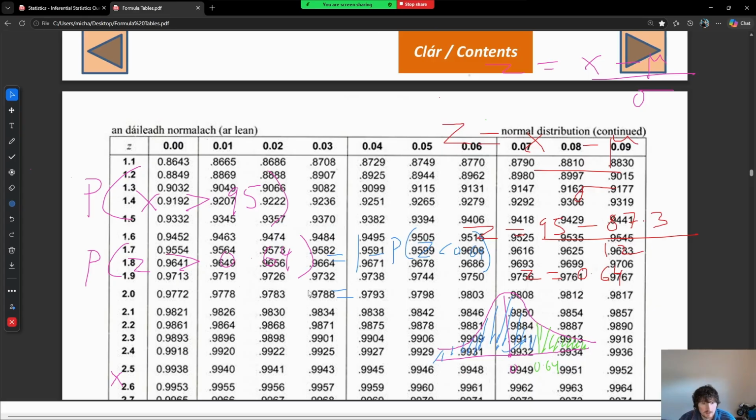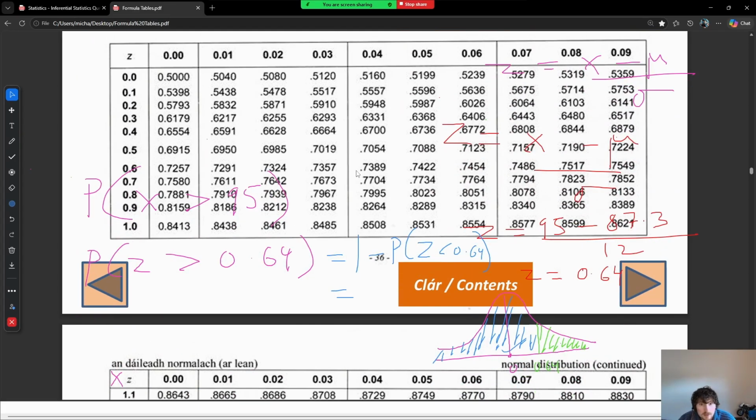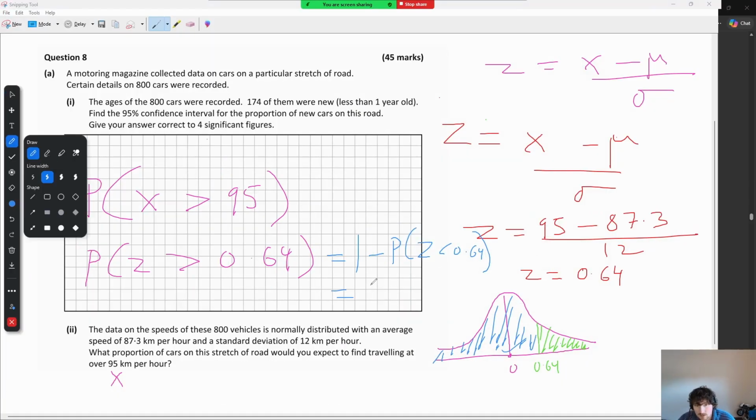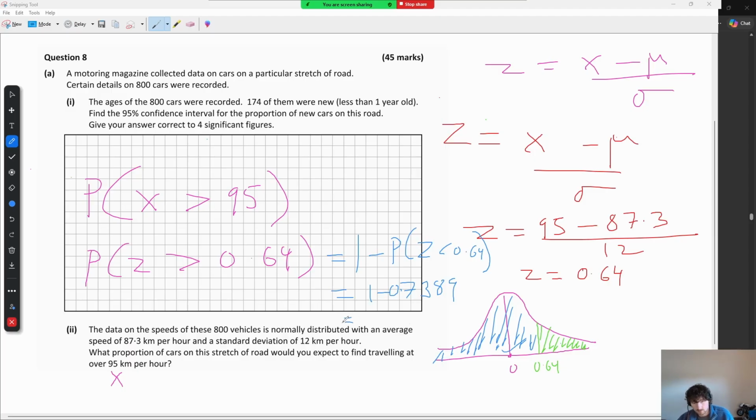What's less than 0.64? 0.7389. Let's see if I can remember that number. This is 1 minus 0.7389. Okay? And that's equal to 0.2611. So there's a 0.2611 probability that a car is going above 95. So they asked what proportion of cars. So it's 26.11%. Okay, that is the answer. But you'd probably get full marks for that. That's the way I'd probably leave that.